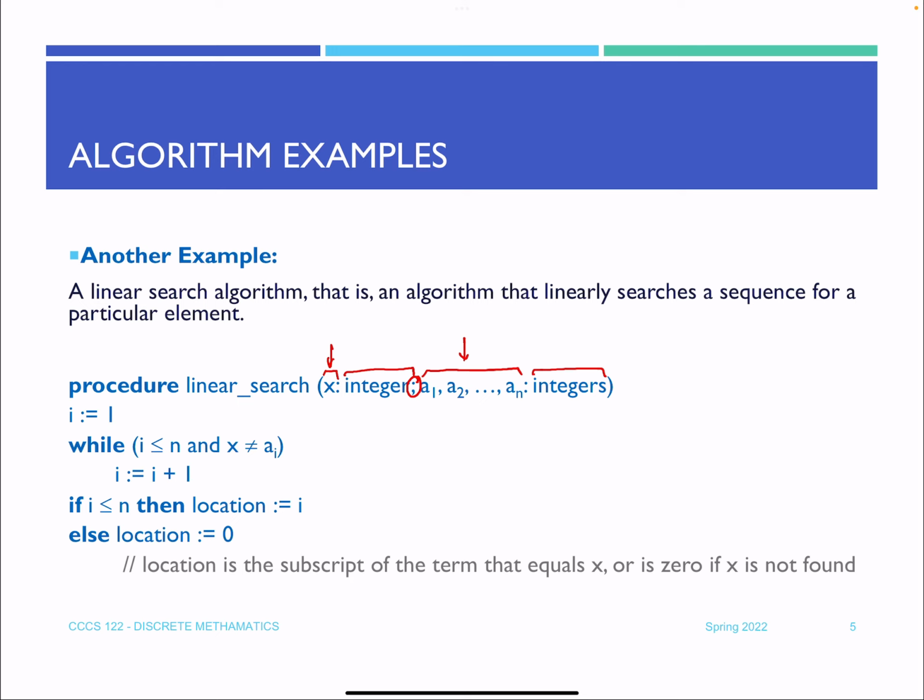And we begin over here again, initializing variable i to 1. We have a while loop over here, and it'll continue as long as i stays within the range of indices that exist for the input values a1 through an, and it'll continue as long as the element ai that's being looked at is not equal to the element x that we're searching for.